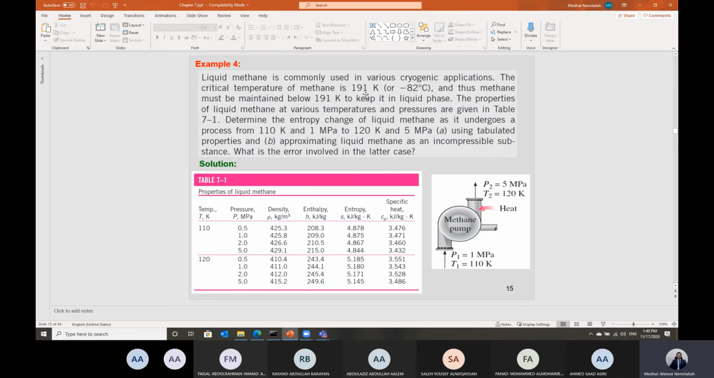Anyway, the methane critical temperature, or natural gas critical temperature, is 191 Kelvin. That means it is minus 82 degrees C. You can imagine this is the critical temperature above which we cannot distinguish between the liquid phase and the vapor phase. That means to have methane in the liquid form, it should be below this critical temperature. So to have methane in the liquid form, it has to be at minus 82 degrees C in this case.